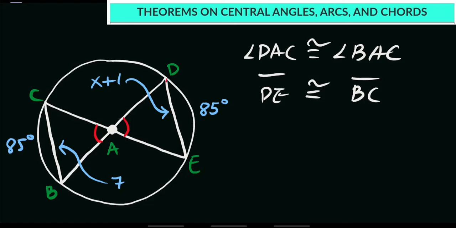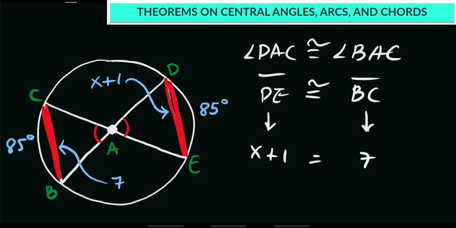For this given problem, we have DE as a chord and another chord, so they contain the same measurement, and we have 85 for their arcs. Then let's solve for the value of x. According to our figure, DE is equal to x plus 1, and BC is equal to 7. Let's equate those values and solve for x.